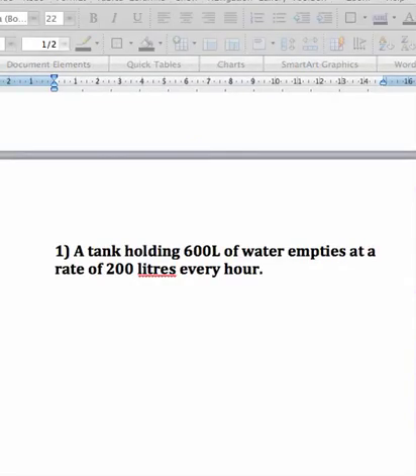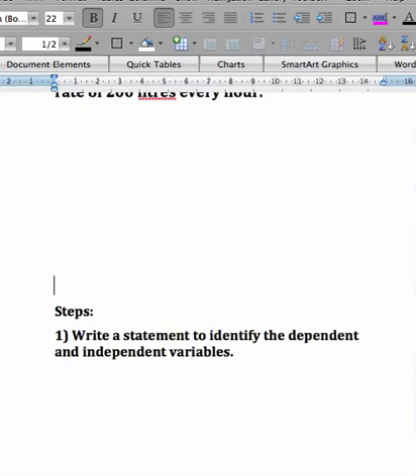So here is a question, and it tells us that a tank holding 600 liters of water empties at a rate of 200 liters every hour. From the information, we should be able to write an equation that relates the amount of water in the tank to how many hours have passed. Now, step one is to write a statement to identify the dependent and independent variables.